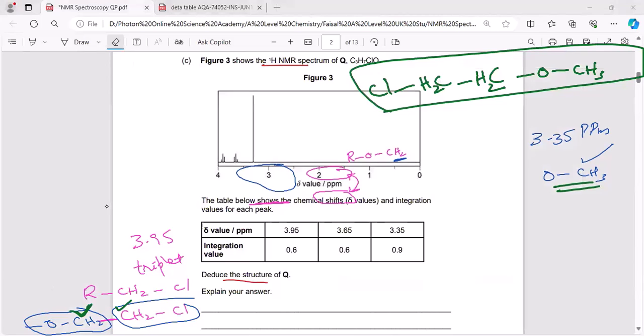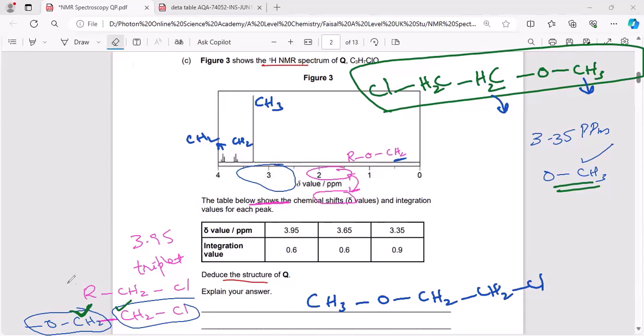Yes. Now let me prove how. There is no peak splitting for the CH3, yes, there is no peak splitting. This CH2 would have three peak splitting. Yes, there are three peaks. This CH2 would also have three peak splitting. Yes, there are three peaks. So this is the structure. I can write this as CH3O, CH2, CH2, Cl. So this is the answer to this question.